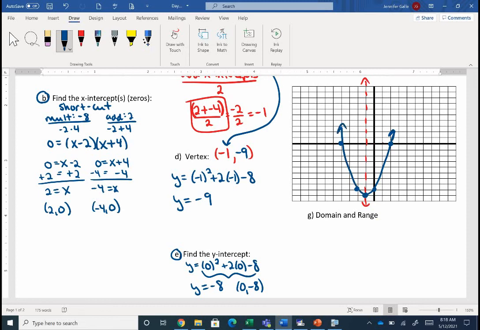Domain and range, here's the cool part. It's the same as last unit. This is the same looking graph we had. So domain is all reals. Our range, our graph is opening up. So we have y is greater than or equal to, and it's still just that y value at the vertex. That part hasn't changed. A lot of these things, they haven't changed for us. All the pieces of the graph are the same. How we get them is a little bit different, okay?